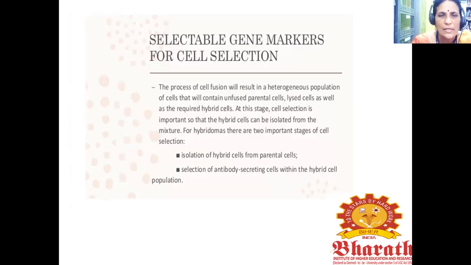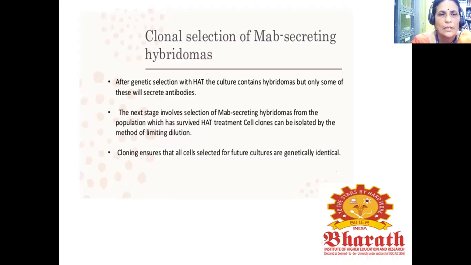The process of cell fusion will result in a heterogeneous population of cells that will contain unfused parental cells as well as the required hybrid cells. At this stage, cell selection is important so that the hybrid cells can be isolated from the mixture. For hybridomas, there are 2 important stages of cell selection: isolation of hybrid cells from parental cell, selection of antibody secreting cells within the hybrid population. Then the clonal selection of mAb secreting hybridomas.